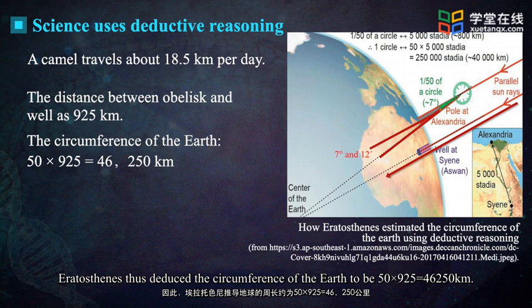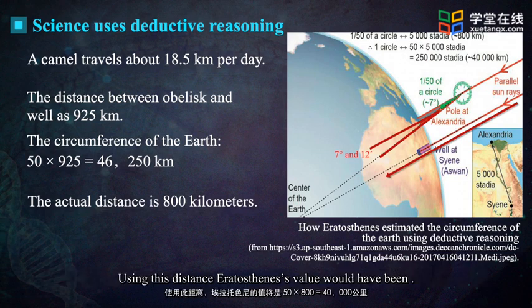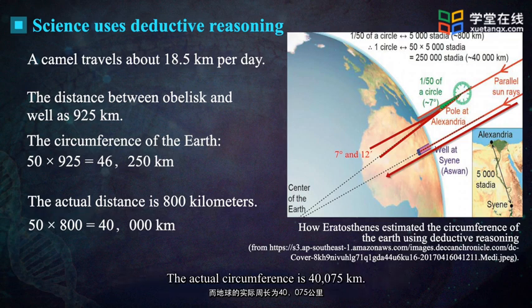46,250 kilometers. Modern measurements put the distance from the well to the obelisk at just over 800 kilometers. Using this distance, Eratosthenes' value would have been 40,000 kilometers, that's 50 times 800. The actual circumference is 40,075 kilometers.